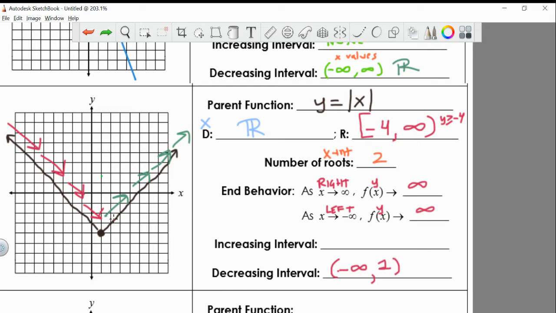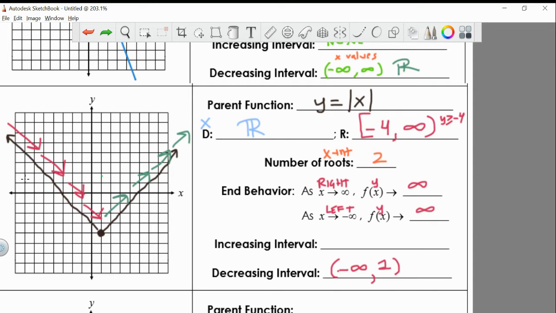Now, here's what happens. Literally half of the class will miss this question, and they'll put -4 here, right? Because they'll say, oh, look, we're decreasing until we get down to -4. But that is the y value. That is not what we want. We want x values only. So be very careful. It has to be 1. It cannot be -4.